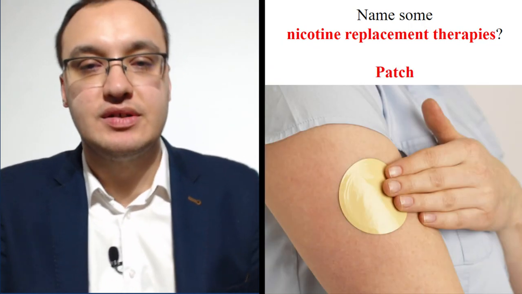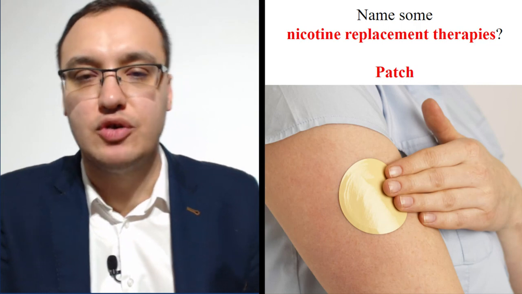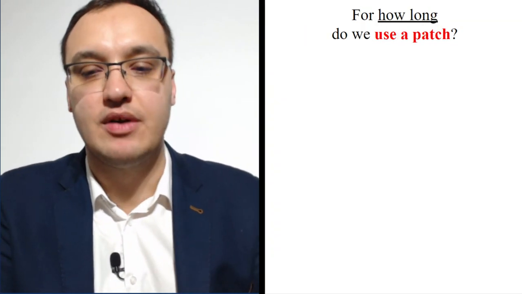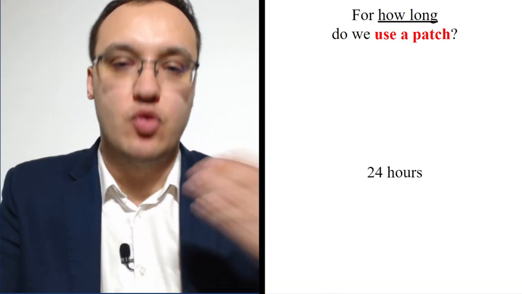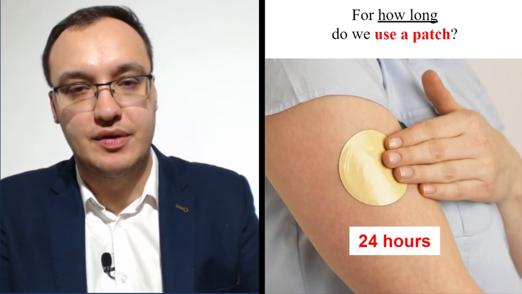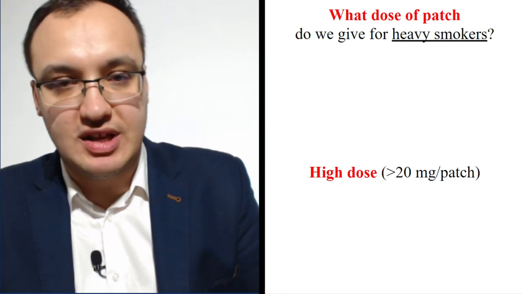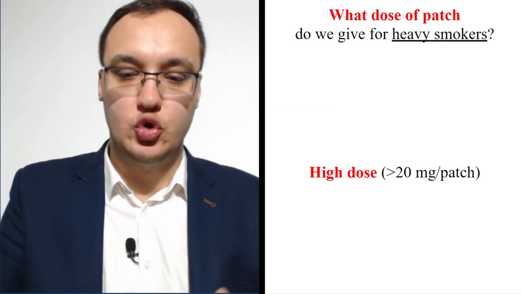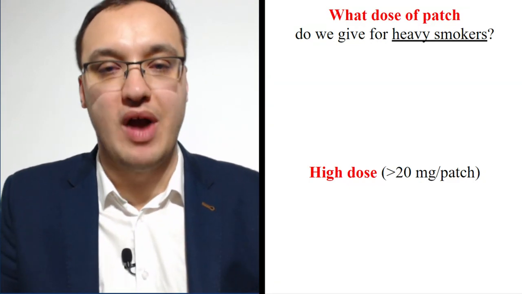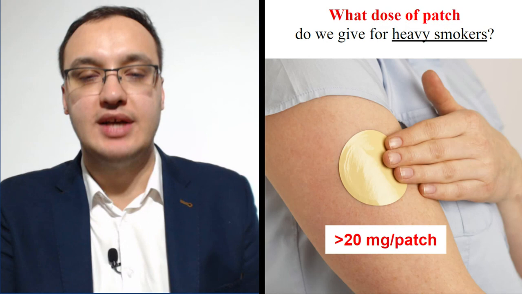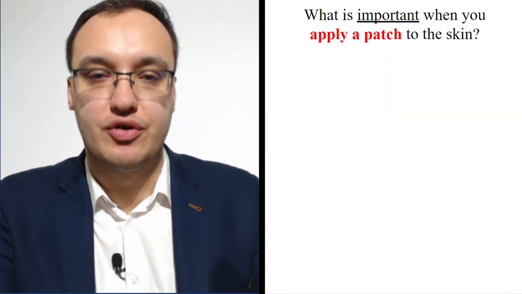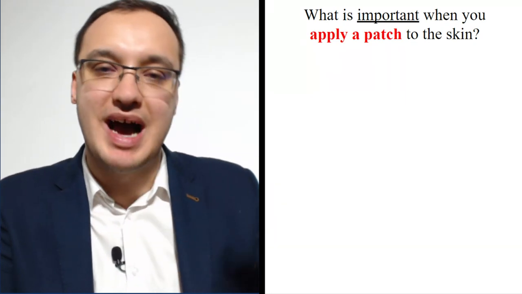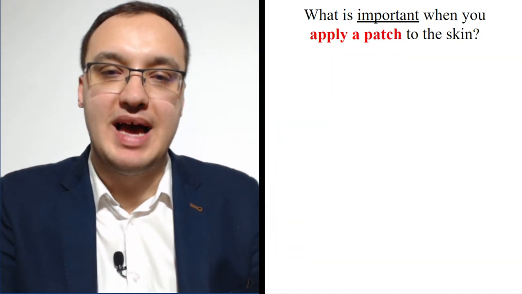Patch is something that is very convenient. People don't see it so easily. You have it under your clothes, and you will get some nicotine there. Okay, and you will use this patch for every 24 hours. The patch dose that we can give is low in the beginning, but in very severe cases, we will use a high dose of more than 20 milligram per patch. So it's very important that if you have severe symptoms, if you have severe dependency, you give the higher doses. What is important when you apply the patch to the skin?